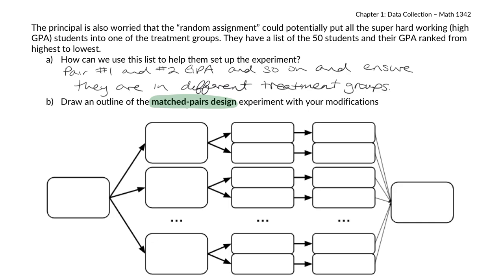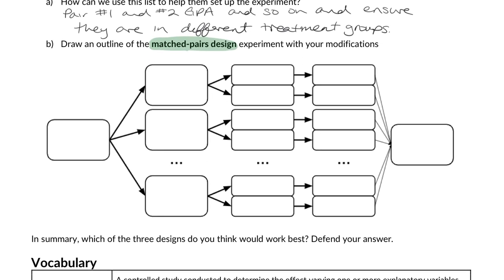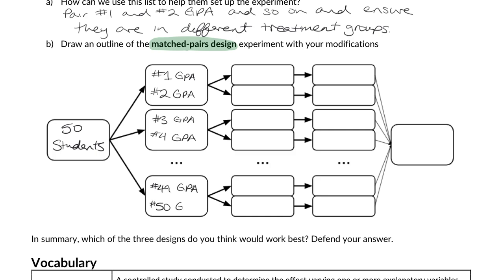Here's what our experiment might look like if we start to control for GPA. We would start with our 50 students. We would group them in pairs. So we'd have the number 1 GPA and the number 2 GPA. Then we would have number 3 GPA and the number 4 GPA. We go all the way down the list, until we got to the number 49 GPA and the number 50 GPA. So we've paired up like or similar performing students.